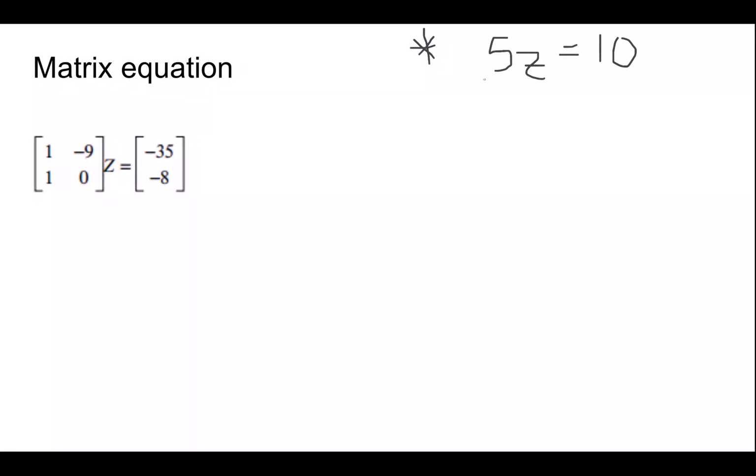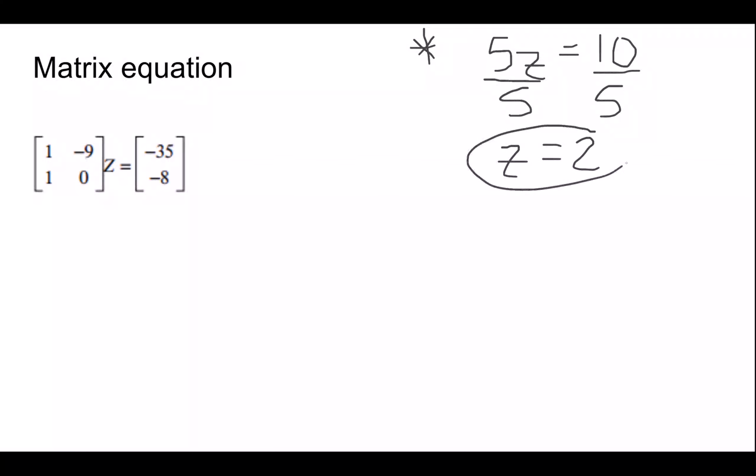And what I'd really like to do is divide both sides by 5, and I get z equals 2. And so we can solve that pretty easily. But the problem is, you can't divide matrices. So we have to do a different step. We have to take an inverse.